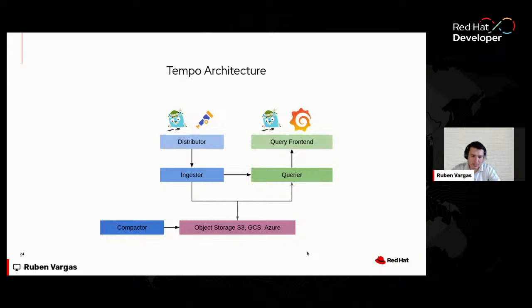And finally, we have the object storage. The object storage could be S3, GCS, Azure. Those are the compatible object storages that Tempo currently works with. And well, this is the overall Tempo architecture. Now we also have the operator that allows us to deploy all of those things in Kubernetes, so we don't need to do it manually.